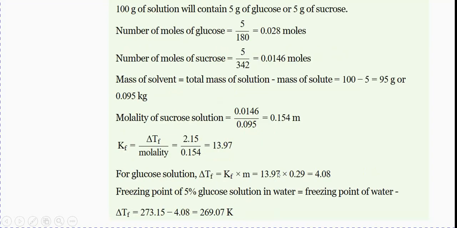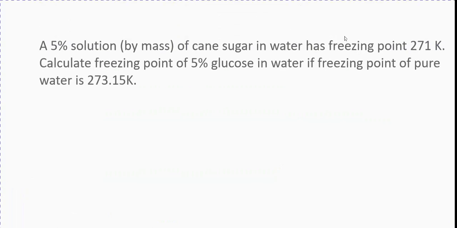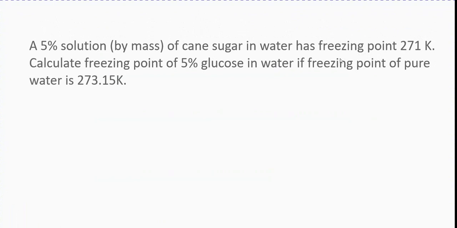Again, I'll come from the beginning here. A 5% solution by mass of cane sugar has a freezing point of 271. Calculate the freezing point of 5% glucose in water if the freezing point of pure water is 273.15. They had given the freezing point of the 5% cane sugar solution and of pure water. They asked us to calculate the freezing point of 5% glucose in water.